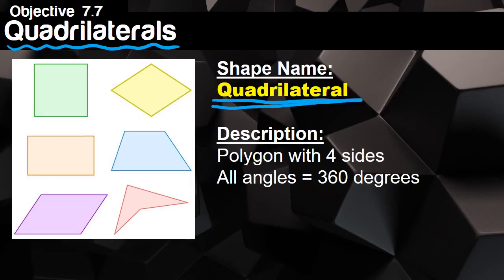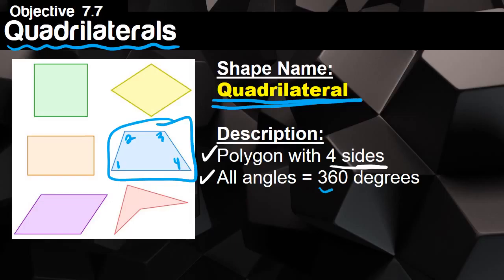In your description, this is a polygon that has 4 sides. When we talk about polygons, this is any sided shape. And any shape that has 4 sides, we call those quadrilaterals. So that's your first description. And for the second part, all the angles, when you add them all together, so if I focus on this one that I circled, if I have angle 1, angle 2, angle 3, angle 4, when I add all those together, they're going to equal 360 degrees.